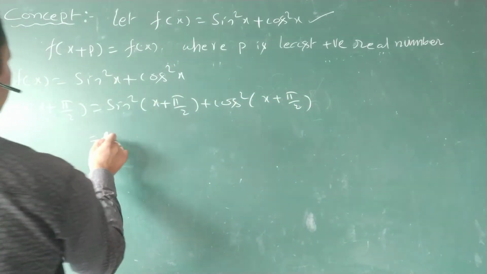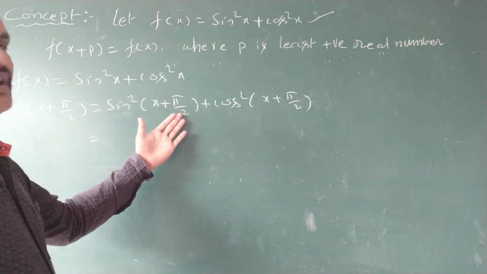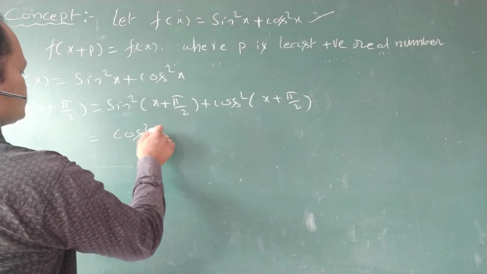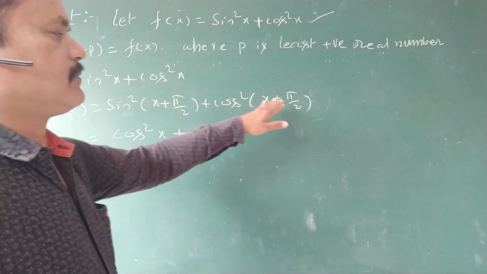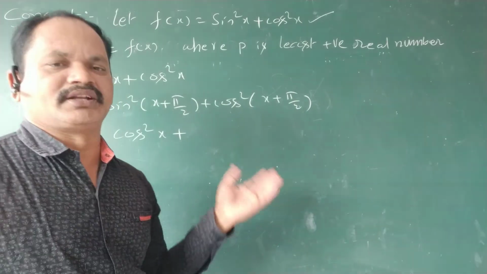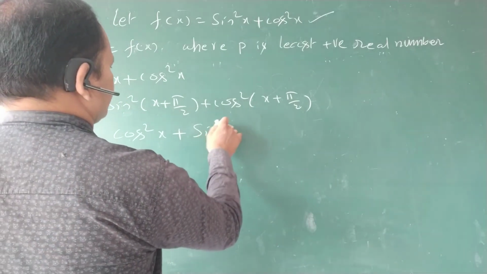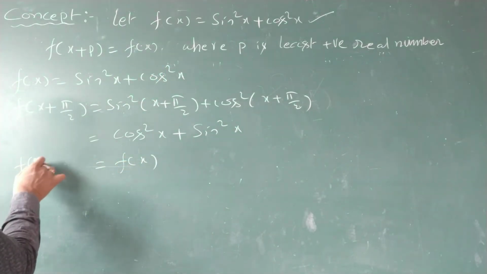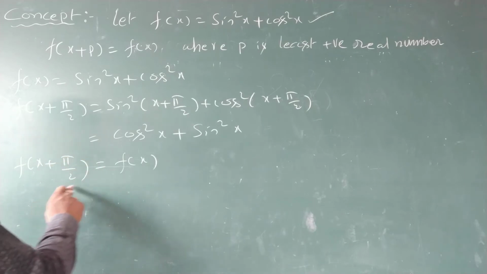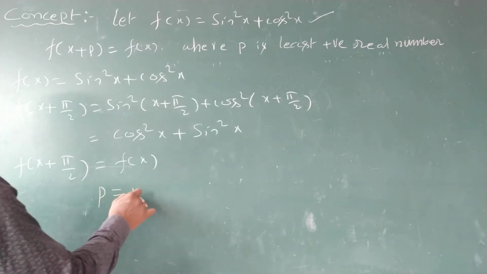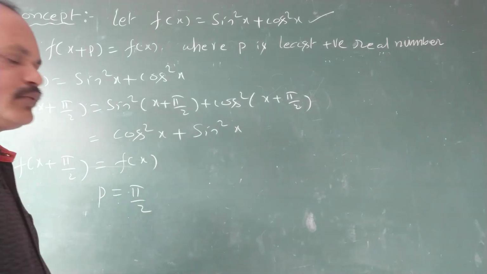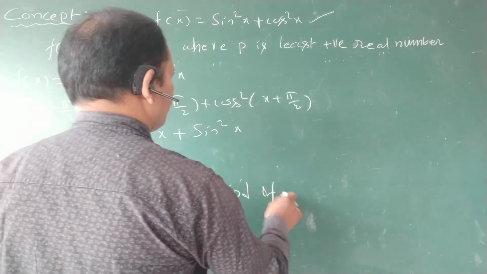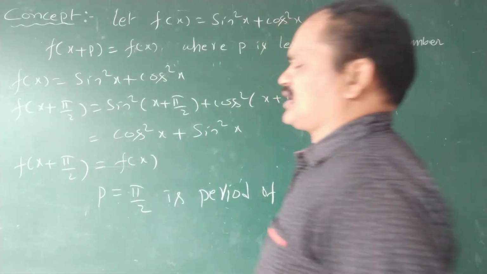Observe here, sin of 90 plus theta is cos theta, and since the square is there, it is cos square x. And cos of 90 plus theta is minus sin theta, but the square is there, so it is positive. So it is sin square x. It gives the same function. That's why f of x plus pi by 2 is equal to f of x, where p is equal to pi by 2, which is the period of f of x.